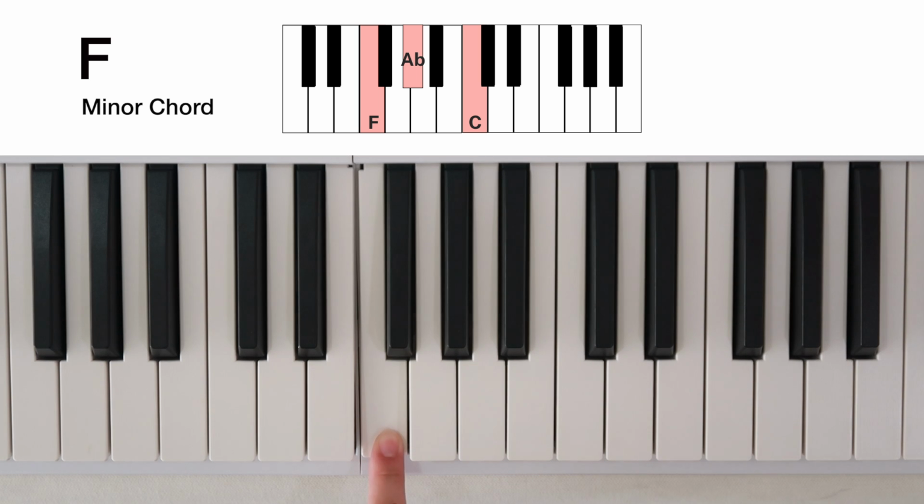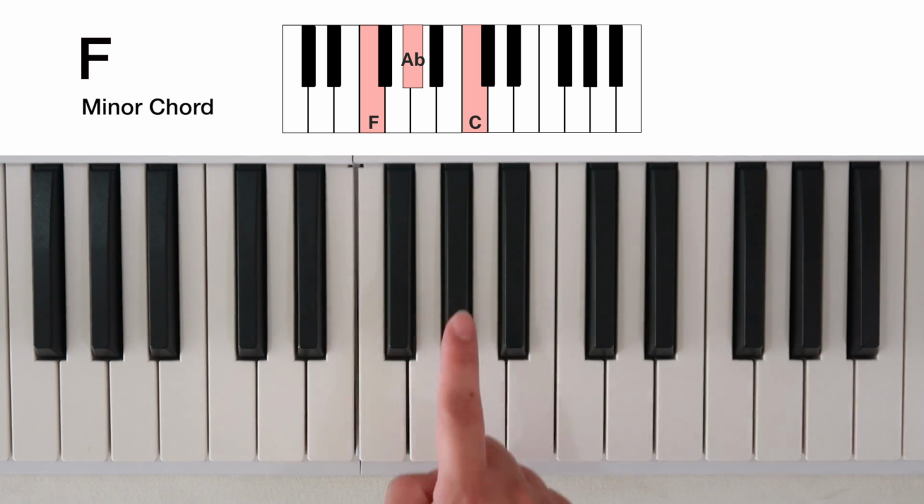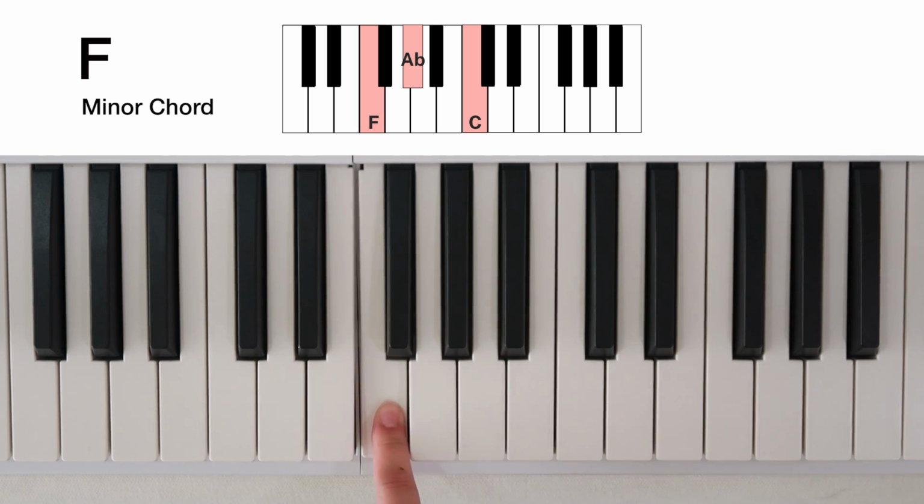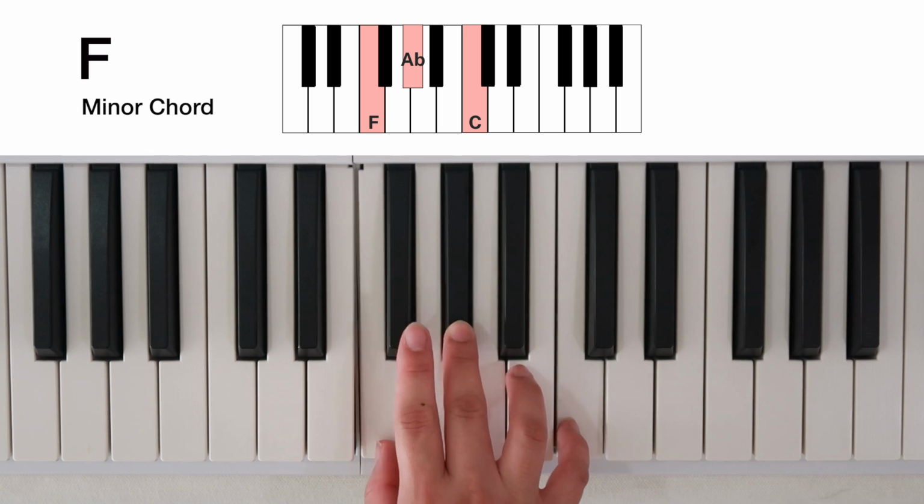We count out 3 semitones. We'll go 1, 2, 3. We have an A flat. F as the root note. Count out 7 semitones. We'll go 1, 2, 3, 4, 5, 6, 7. That's a C. F minor chord. We go F, A flat, C.